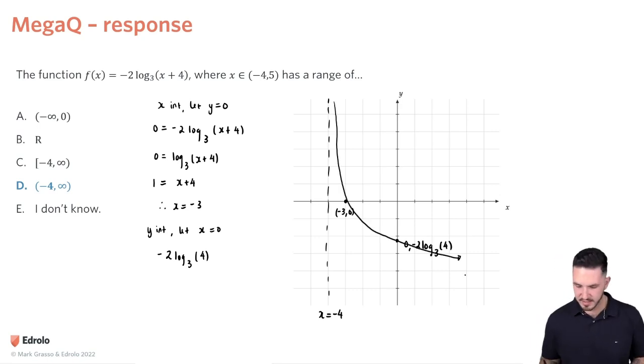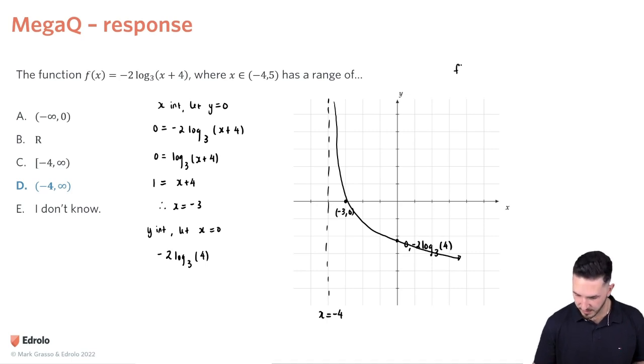In this case, we're looking for our range. Normally this range would just be all real numbers. However, because we do have a domain restriction, we also have to take this into account. When x is negative 4, we can see there's an asymptote there. So therefore, the range at x equals negative 4 will be positive infinity. However, now we have to consider when x is 5. So let's substitute in x equals 5.